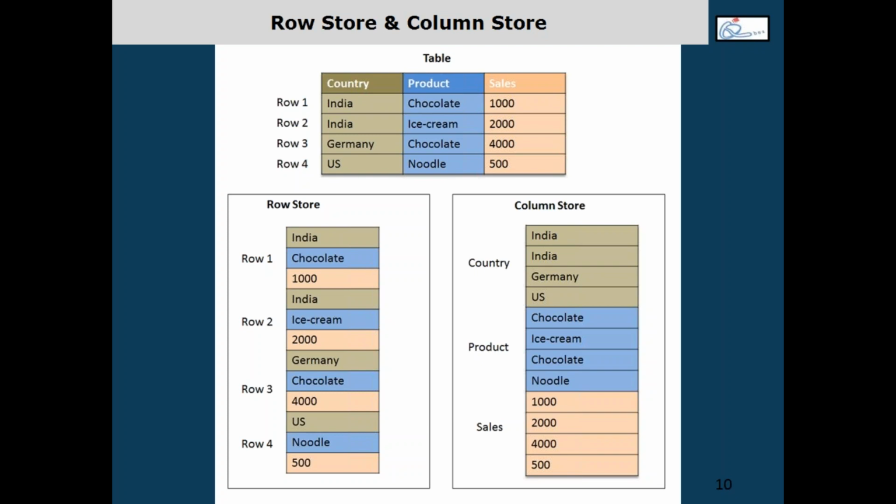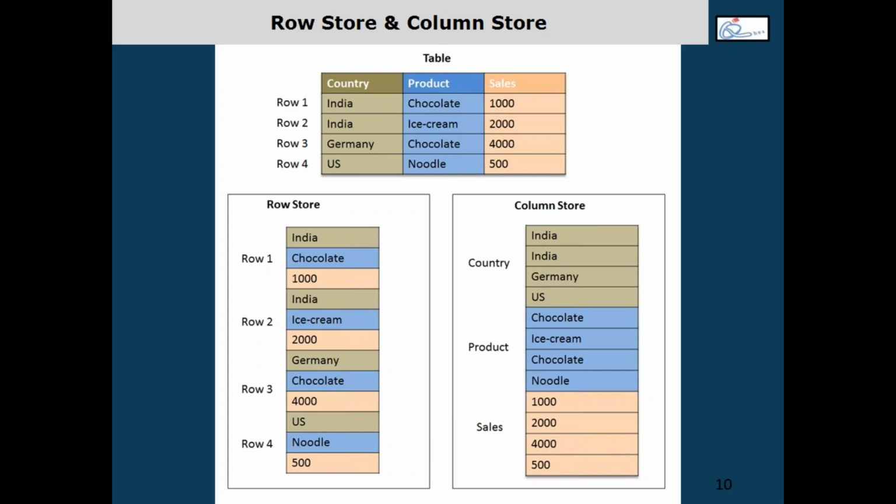Columns. Because if it is row store, I'll have to go to memory location 1, pick the first country, jump to the second memory location, pick the second country, jump to another memory location, pick the third country, and jump to another memory location, pick the fourth country, and then give me a result. So I'm jumping around 4 memory locations. If it is column store, I'm just going to one memory location where all the countries are stored. I'm just reading only those 4 countries and giving you the result. So which is faster? Column.